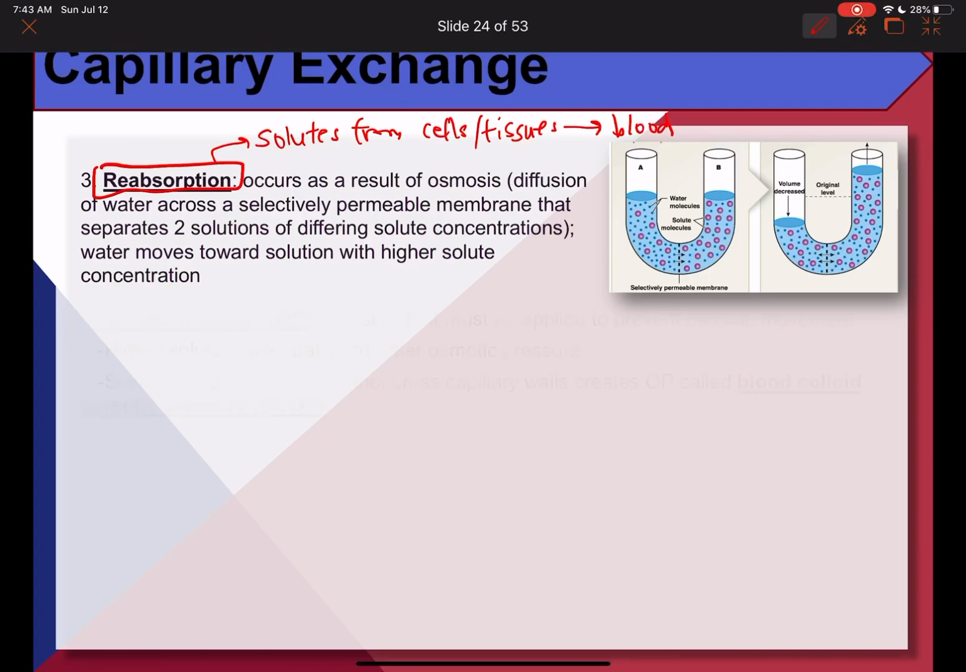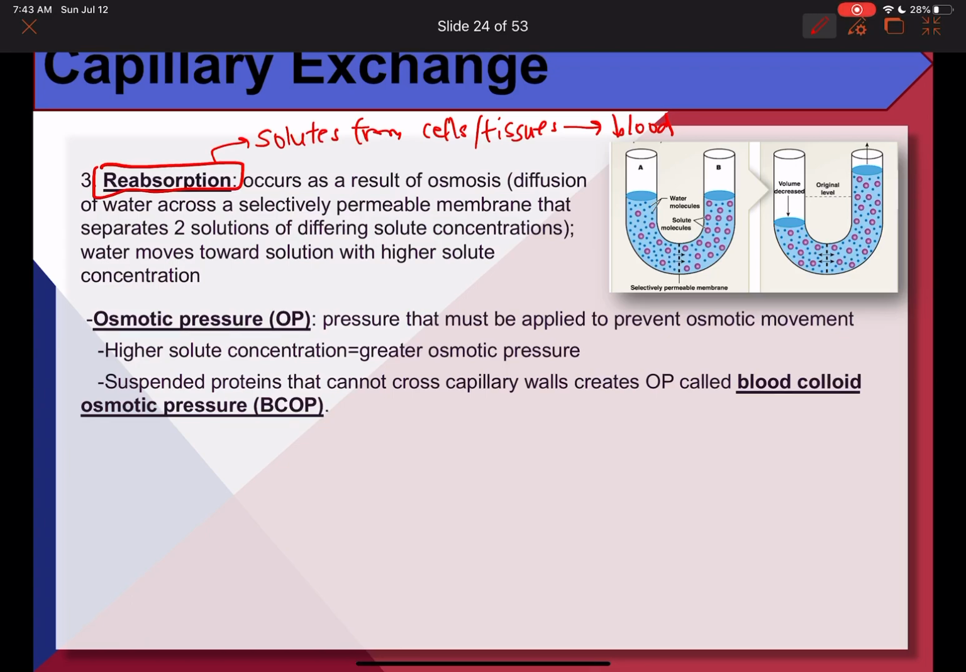Okay, so this happens due to something we learned about already last semester and in your general biology classes, called osmotic pressure. The higher the solute concentration, the greater the osmotic pressure you're going to have. And for blood, there are all these suspended plasma proteins we talked about that cannot cross these capillary walls. So they create a special type of osmotic pressure called the blood colloid osmotic pressure, or for short, we'll call it BCOP. Okay.